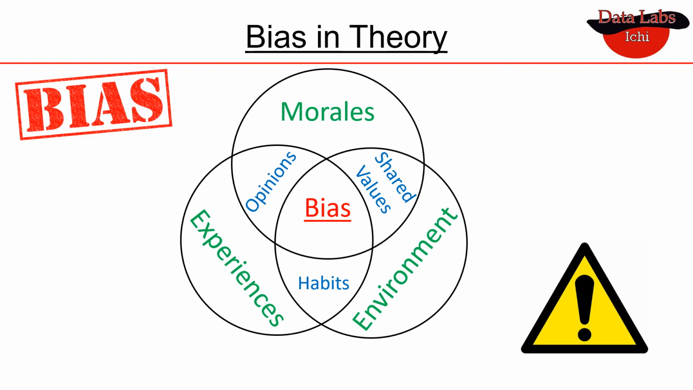As you can see, the inner key influencers of shared values, habits, and opinions form the biases that you have every day. These are influenced by the morals that you hold, the environment in which you live or which you choose to be in, and the experiences that you have while just being alive. So all of these together combine to form the biases that you have.